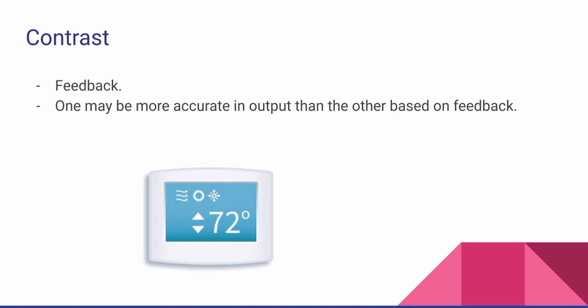So the closed loop control system generally is more accurate because they adjust the output based on feedback, whereas the open loop control system has no feedback, therefore they can't adjust their movement, and so they just go through with the information they have, and so it is not as accurate as the closed loop control system.